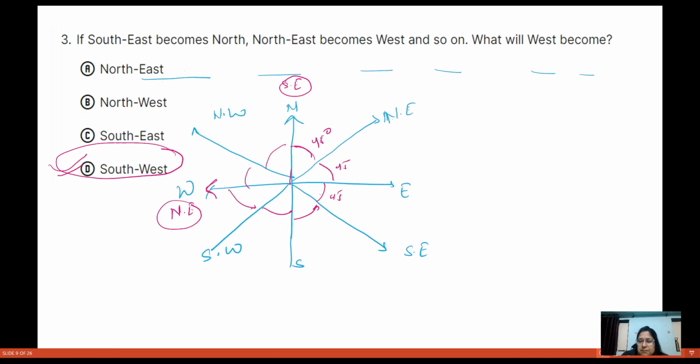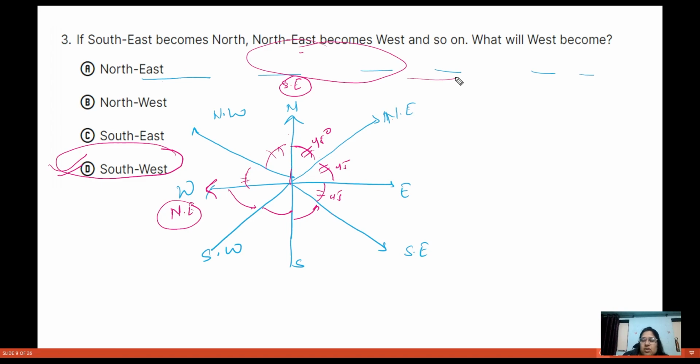So the simplest way of doing this is to just count the angle, because if you do otherwise there will be a lot of confusion. So what I did was I counted these angles. Whatever is changing, it is moving 45 degree three times. Once I got the idea that southeast is becoming north, then I get the idea northeast is becoming west. So 1, 2, 3, we are coming here.